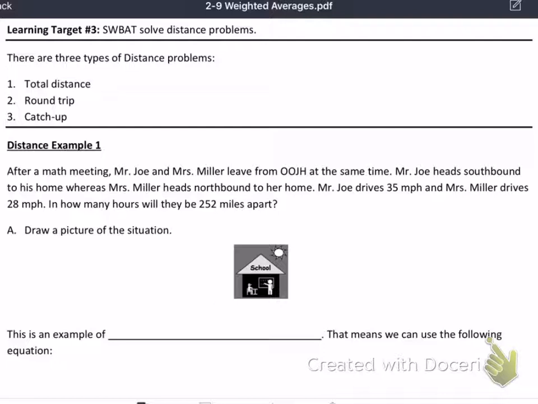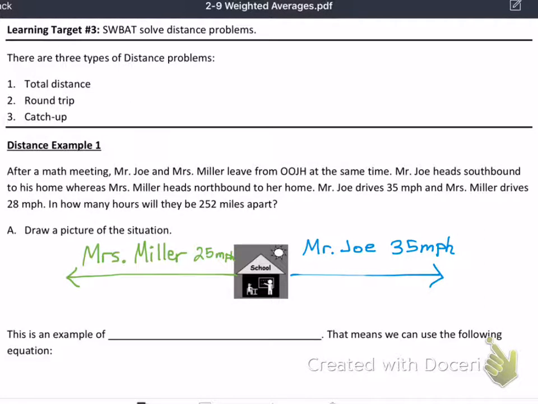Now, you can draw a picture for these things if it makes sense. Now, I can't draw up and down, but draw a picture of the situation. If this is where OOJH is, then Mr. Joe drives one direction at 35 miles per hour, and then Mrs. Miller drives the other direction at 25 miles per hour. So this is an example of total distance because they went opposite directions, and we know that in between their two destinations is 252 miles apart.